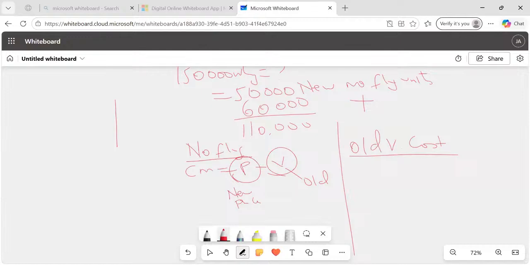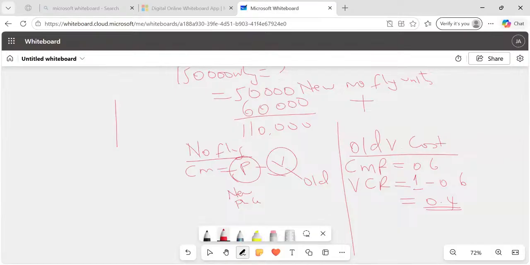So for this old variable cost, I can see on no-fly they have given me a CMR of 0.6. And we said, whenever we see contribution margin ratio, we must also be able to see VCR, because CMR plus VCR must always add up to 1. So VCR will be 1 minus 0.6, which gives me 0.4.